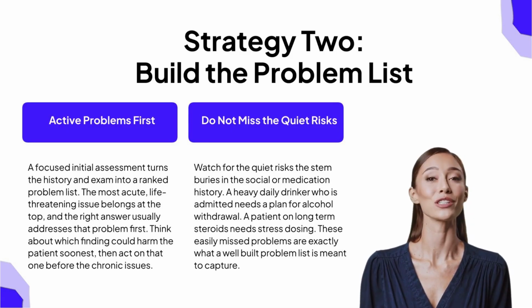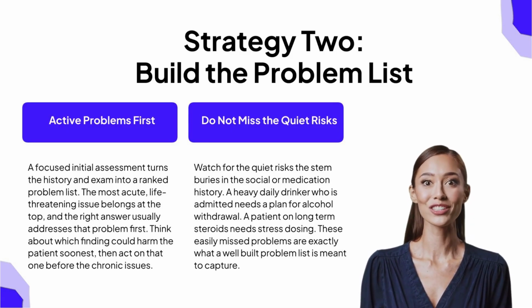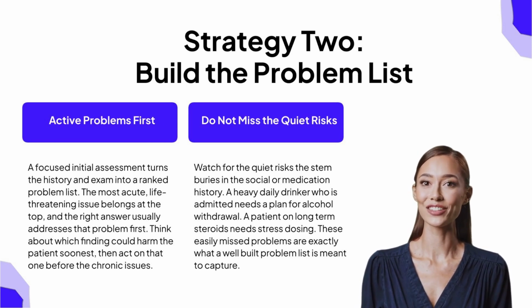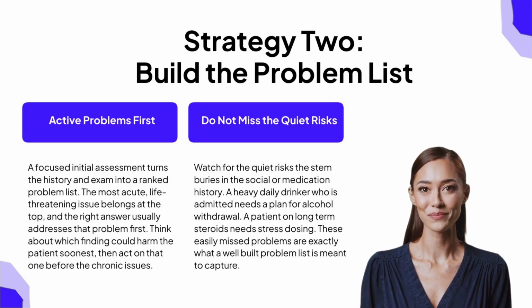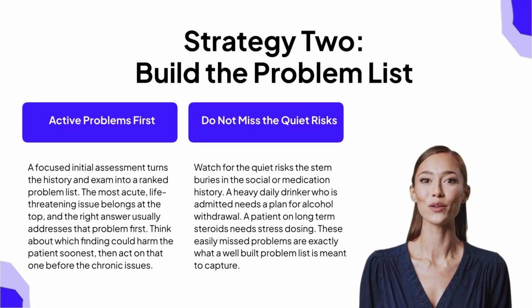Strategy 2 is to build a focused problem list, because the boards love to test whether you can rank what matters. Turn the history and the exam into a list and put the most acute, life-threatening problem at the top. The right answer usually addresses that top problem first before the chronic issues.